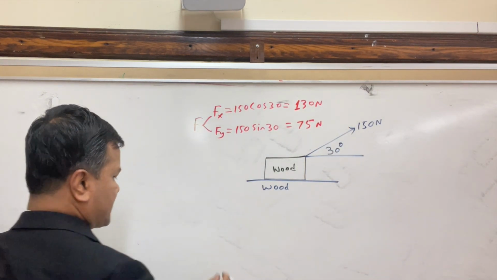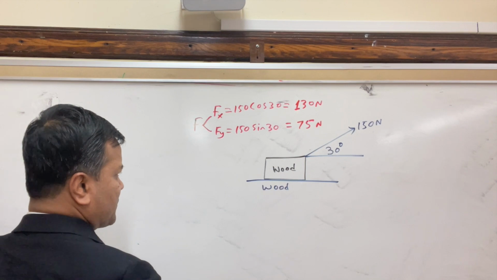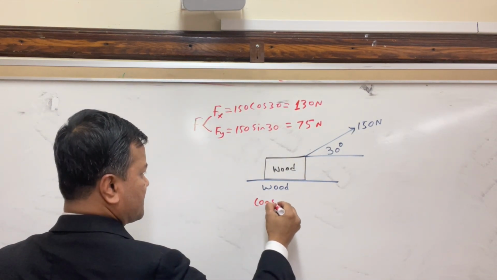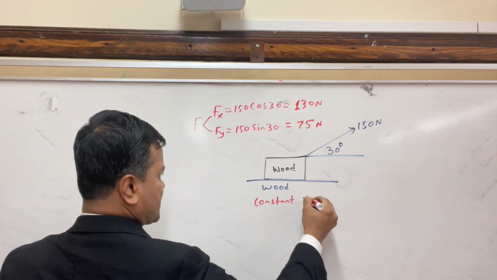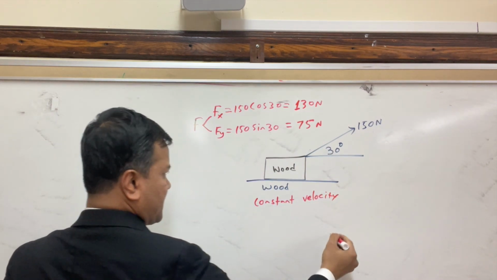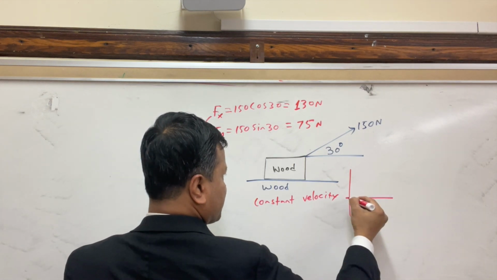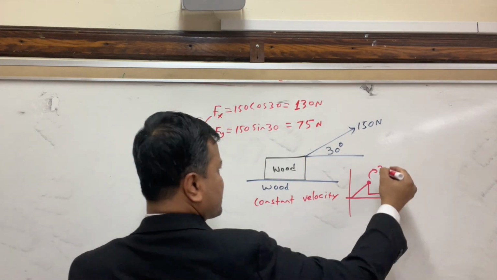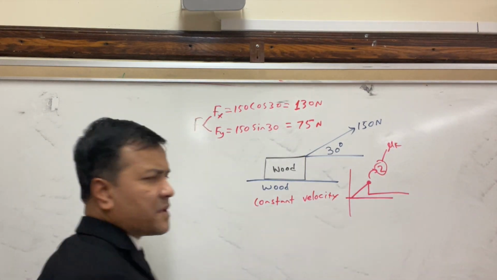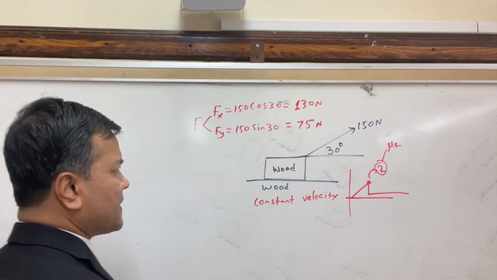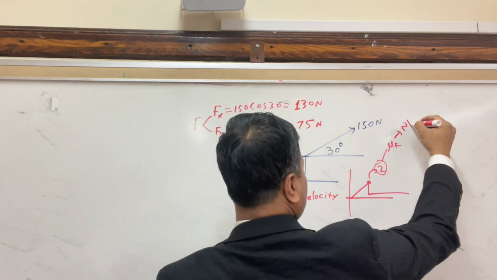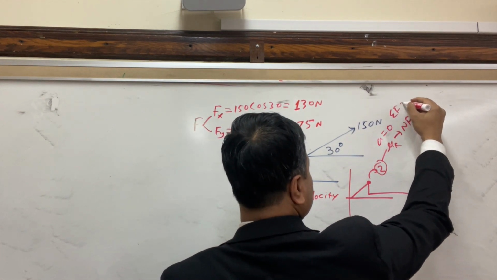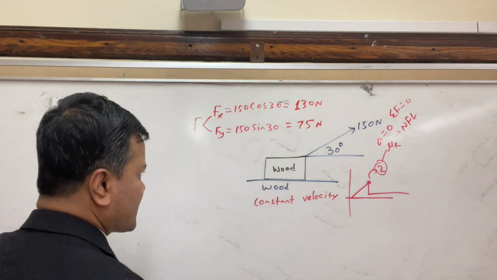Now, let's understand it. Let's draw the box again. Before we draw the box, what do we know? We know that it is constant velocity. What does that mean? That means location 2, which means mu k. Mu k means constant velocity. That means, of course, Newton's first law. That means acceleration is 0. That means net force is 0. Excellent.